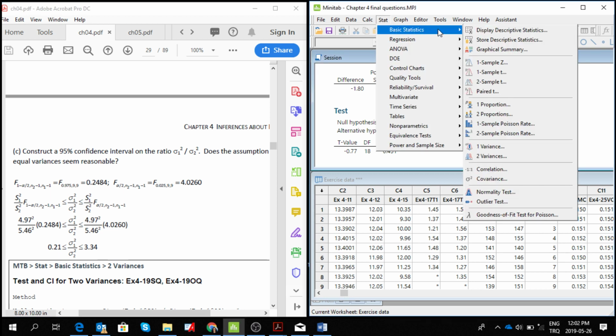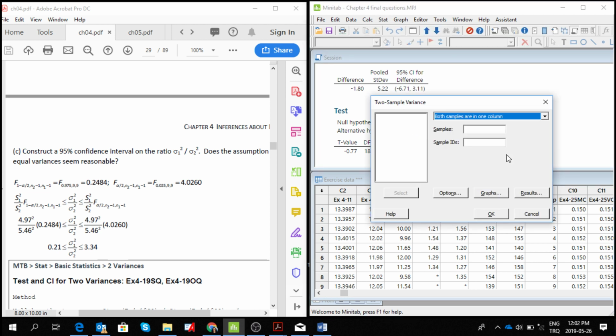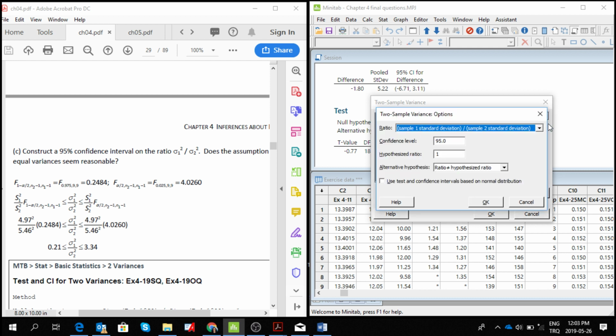So we go to Basic Statistics, and in this case, no z, no t, but we have two variances, so we are comparing the two variances now. Each sample is in its own column. We select the first data set, enter, and then the second data set, enter. Okay, what are the options? So we are interested in the ratio of the variances.